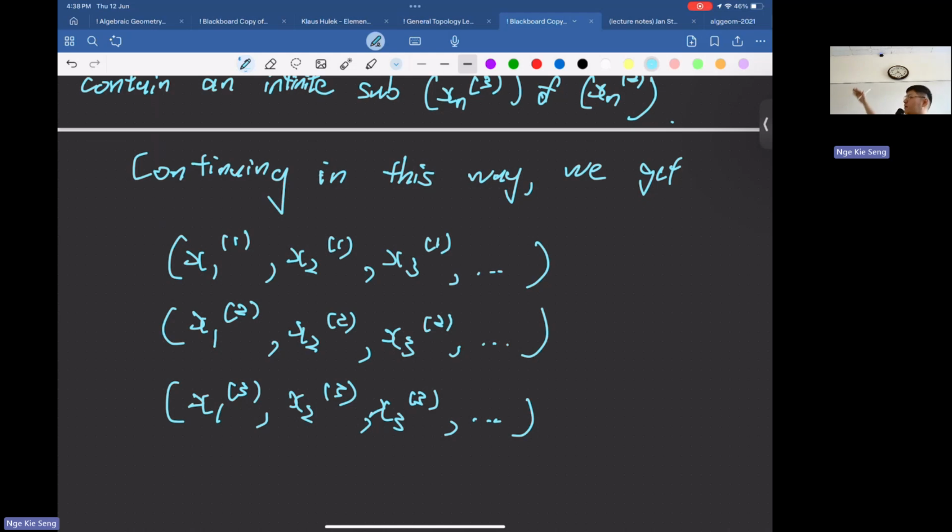In particular, each ith row here lives in a ball of radius what? Can you find a formula? Each sequence here lives in a ball of radius 1 over i. Good. So what's the convergent subsequence here? What do you think?